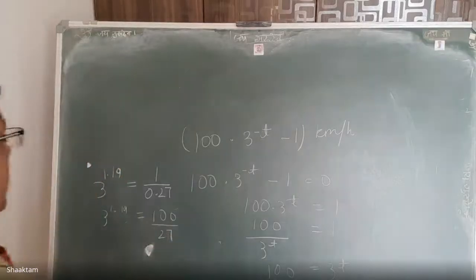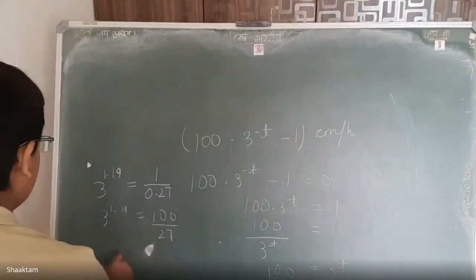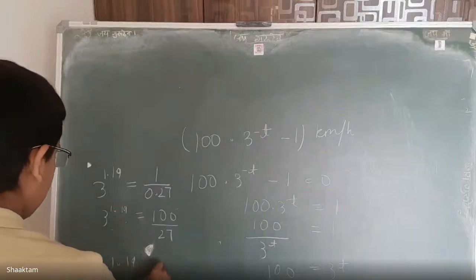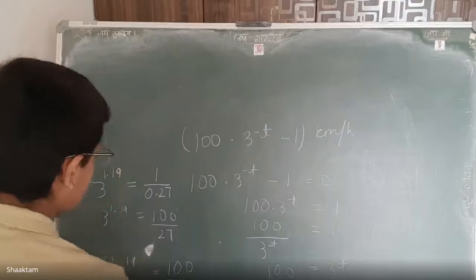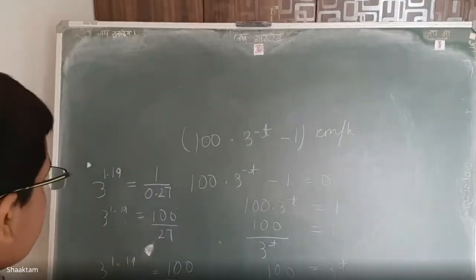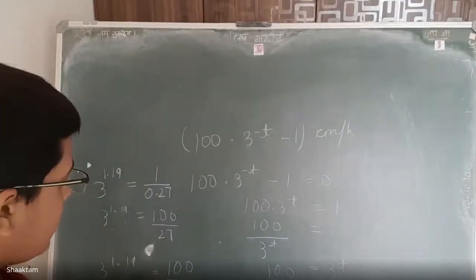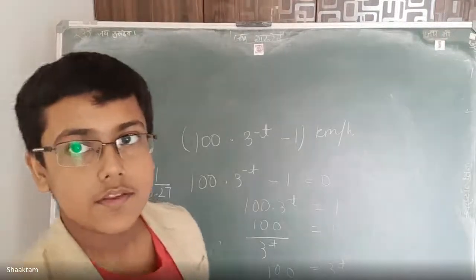Now 27, we can see, gives us something significant, as 27 is nothing but 3 raised to 3. Now, 3 raised to 1.19 is equal to 100 divided by 3 raised to 3.